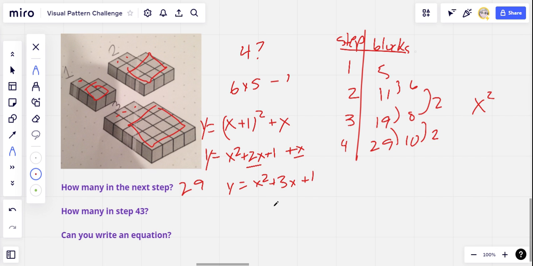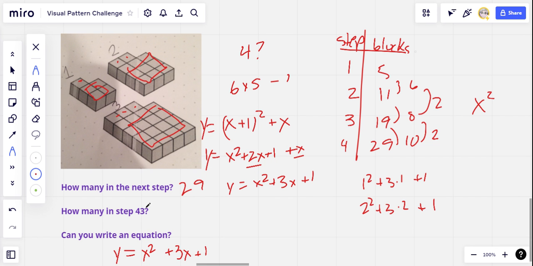Let's just test this, make sure it's working. In step 1, it would be 1 squared plus 3 times 1 plus 1. So that's 1 plus 3 plus 1. Yeah, that's 5. How about in step 2, 2 squared plus 3 times 2 plus 1. So 2 squared is 4, plus 3 times 2 is 6, so it's 10, plus 1 is 11. Yeah, that's working. And if you want to, you can go ahead and check that with step 3. I'm confident in this equation, so I'm just going to enter it here as our answer. y equals x squared plus 3x plus 1.